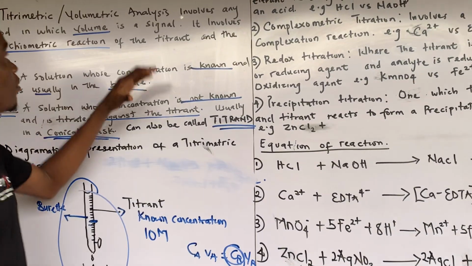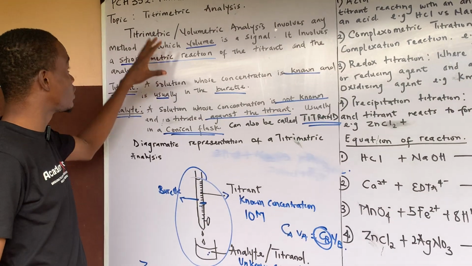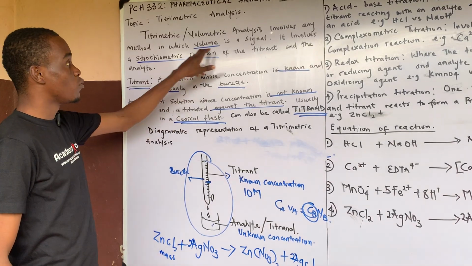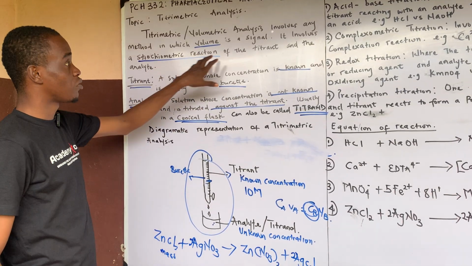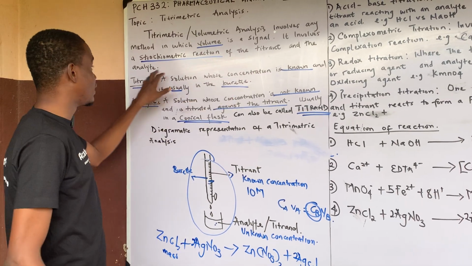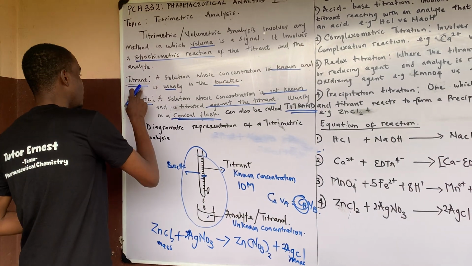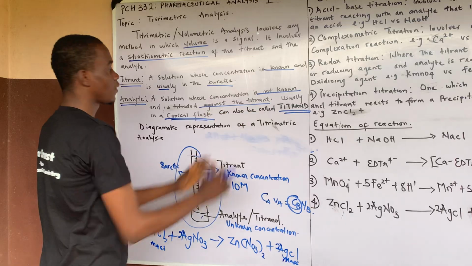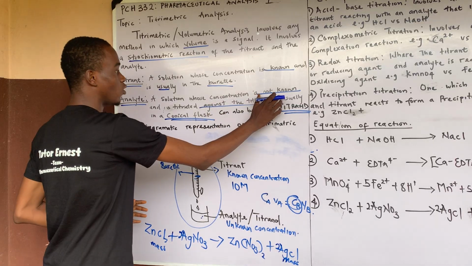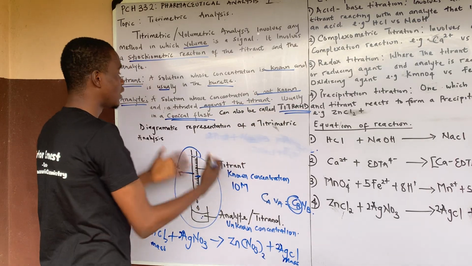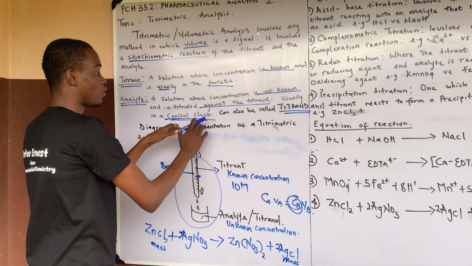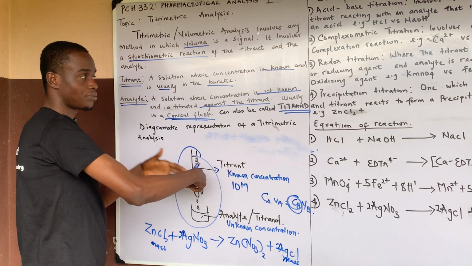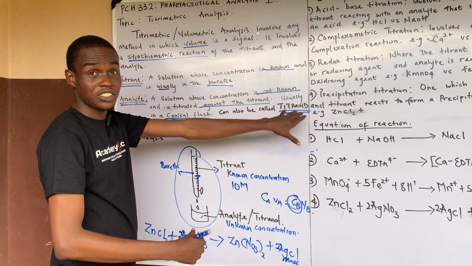So now, I believe we've understood what titrimetric analysis is all about. We've understood it is a volume signal. It involves a stoichiometric reaction of the titrant and the analytes. The titrant is always of known concentration and is usually in the burette. The analyte is of unknown concentration, and is always in the what? Conical flask or beaker, and it is titrated against the titrant. You can also call it the titrand.